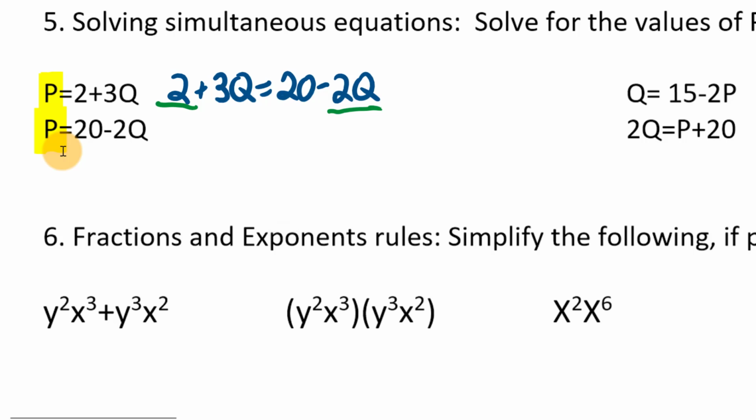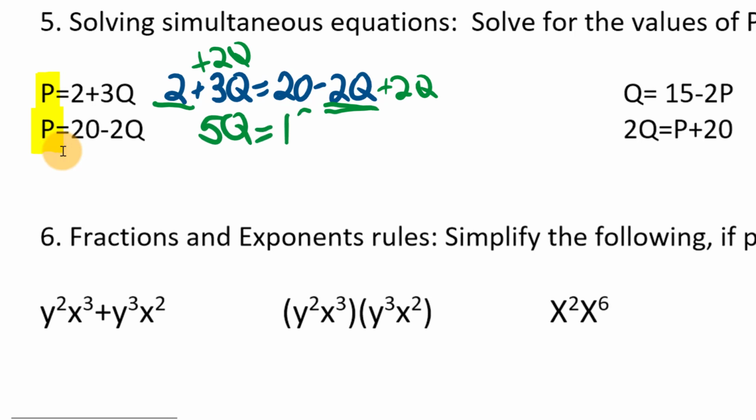So minus 2Q plus 2Q on the right, plus 2Q on the left. We get 5Q on the left. And then equals, subtract 2 from both sides. We get 18. Divide both sides by 5. And looks like we have Q equals 18 over 5.